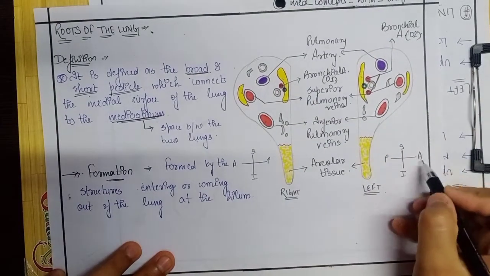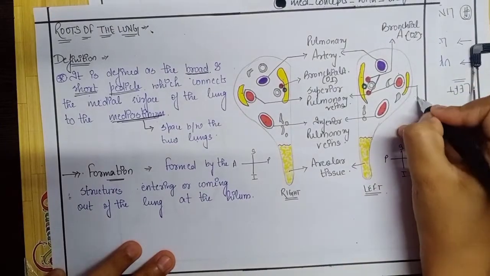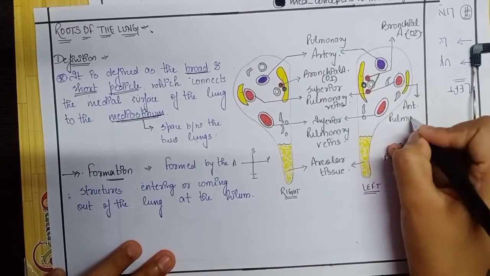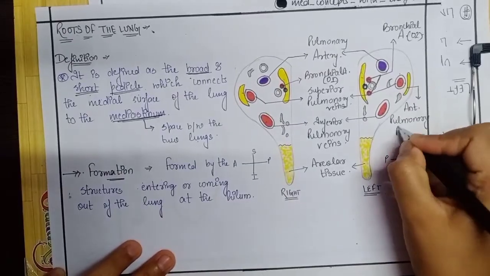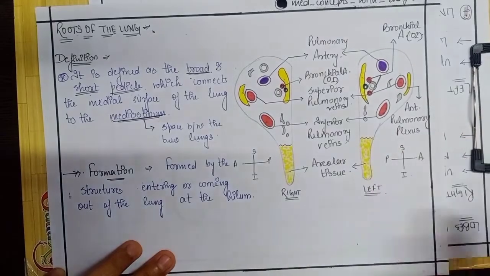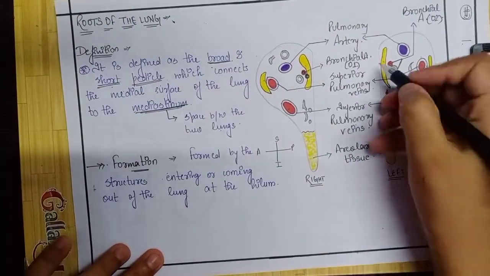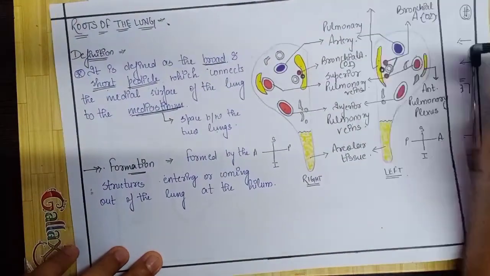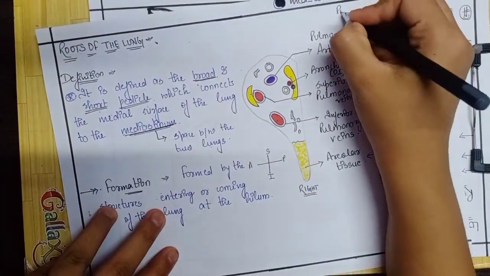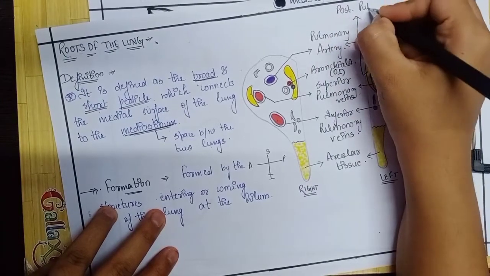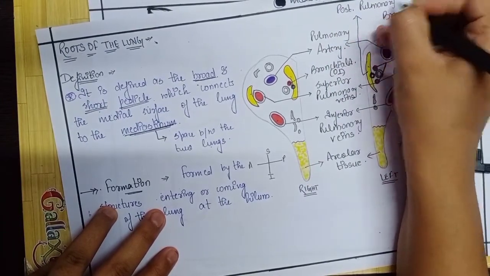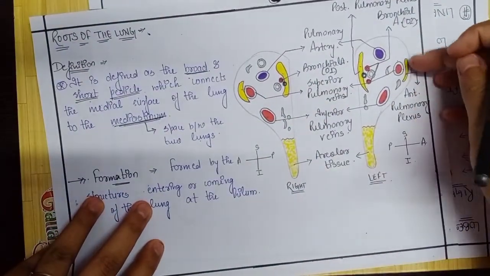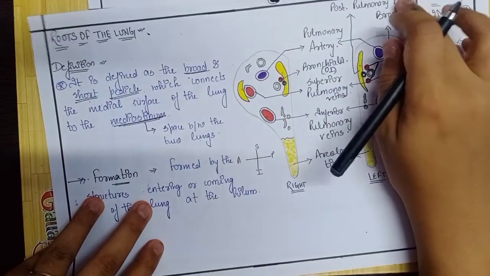On the left side, anterior is this side. So this is the anterior pulmonary plexus. And posterior is this side. So this is the posterior pulmonary plexus. I will take it above, I have to cross it. So we have the posterior pulmonary plexus. So the anterior pulmonary plexus is this one, and the posterior pulmonary plexus is this one.